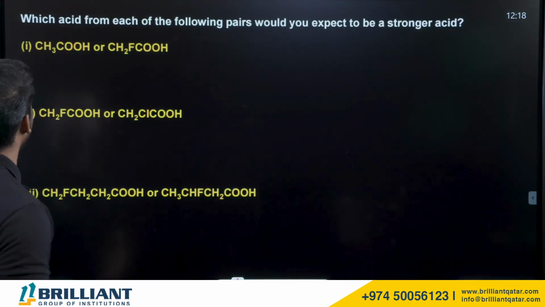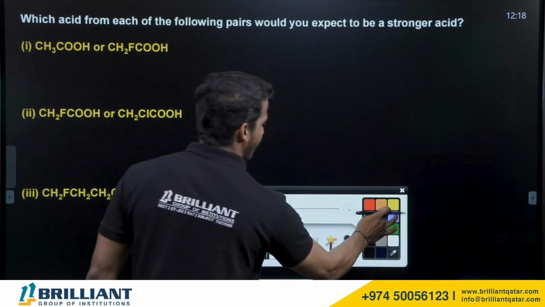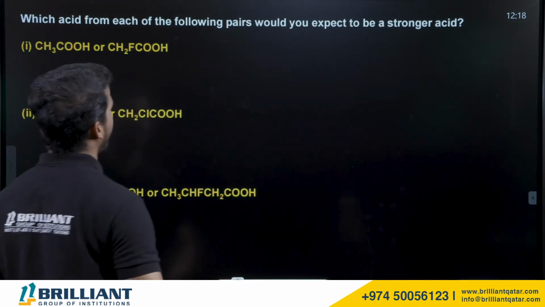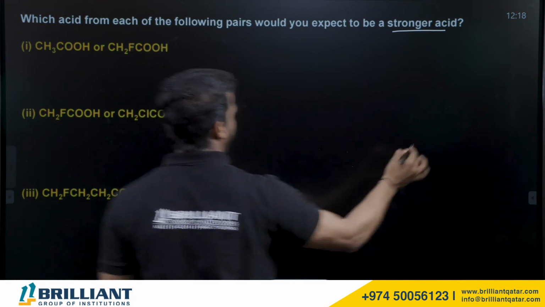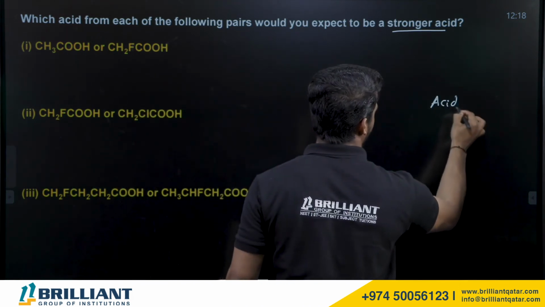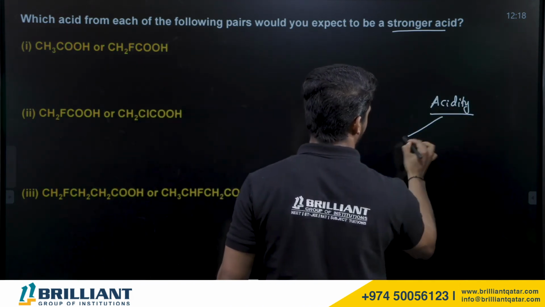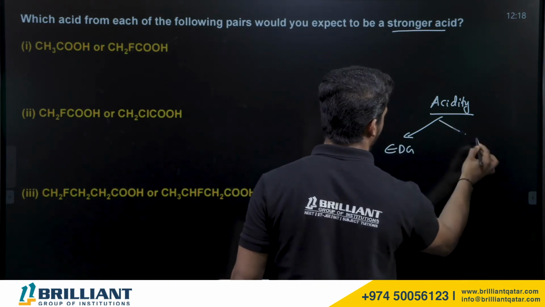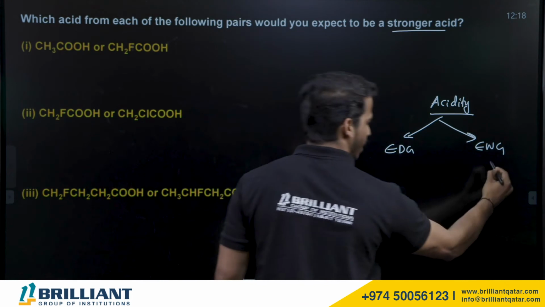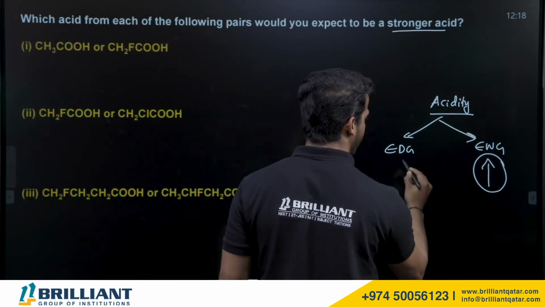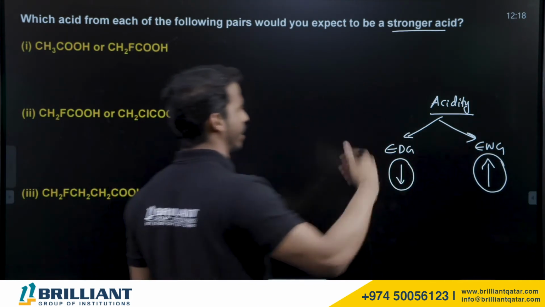Okay. Then, which of the following acids is expected to be the stronger acid? Dear all, we already discussed before, acidity mainly depends on two factors. One is the electron donating group, one is the presence of a withdrawing group. Who can increase the acidity? Electron withdrawing group can increase the acidity. Electron donating group will decrease the acidity.